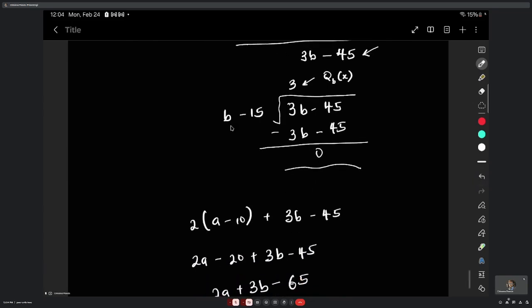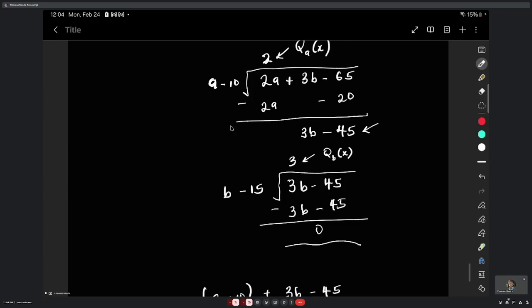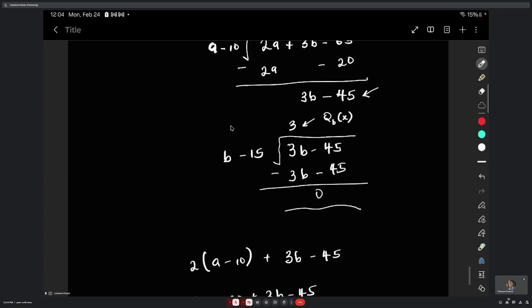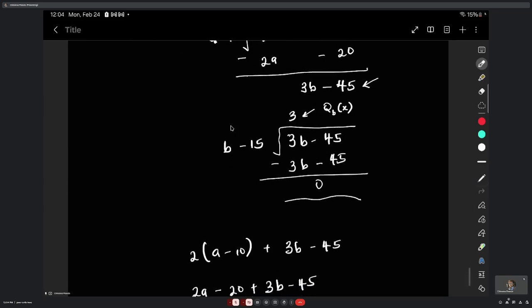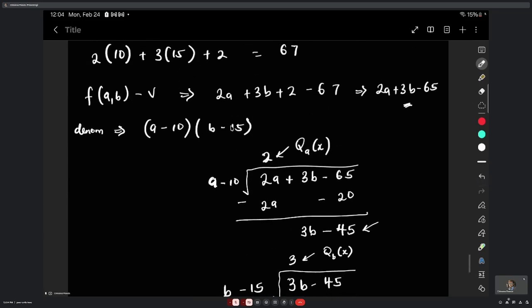Sorry, let's reverse engineer. Let's divide first by b minus 15. Then this will get the same thing, a minus 10. I'm just saying, you get the same thing, it's a partial division. Wait, you said let's divide first by b minus 15, the other way, instead of dividing by a minus 10. Okay, let's see. That is the 3b minus 45.